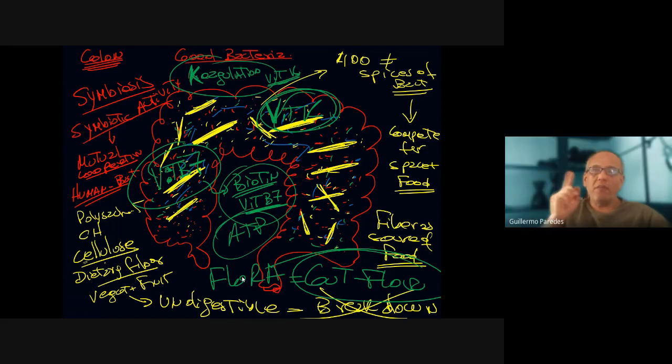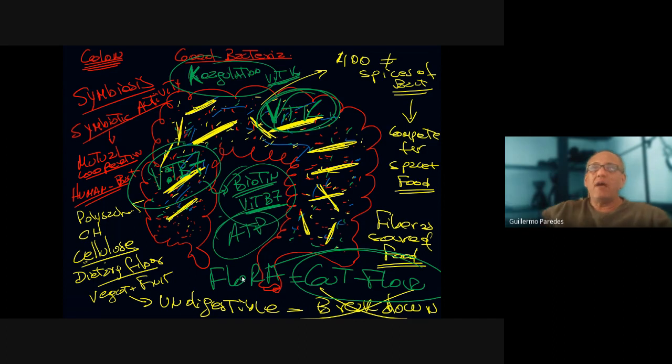All right, but we don't have flora only in the intestines. We have flora on your skin. You have flora in your eyes, in your hair, in your mouth. You have flora in the lining of the respiratory tract. You have flora in the genital area. We are covered by flora. And what is flora? Flora is the good bacteria.